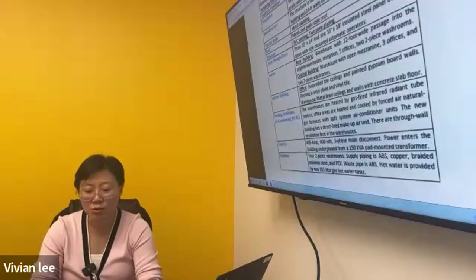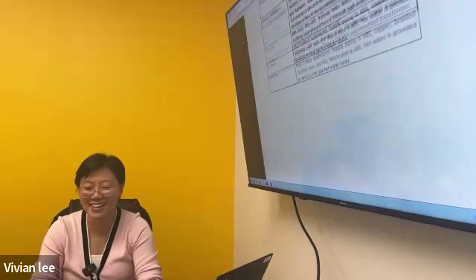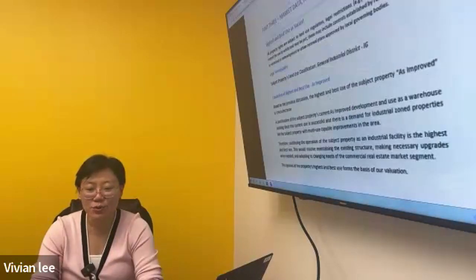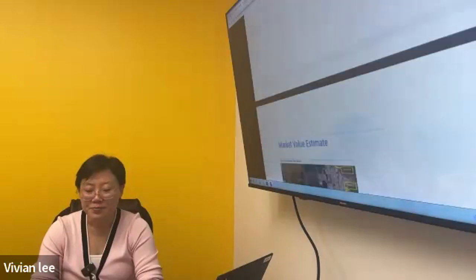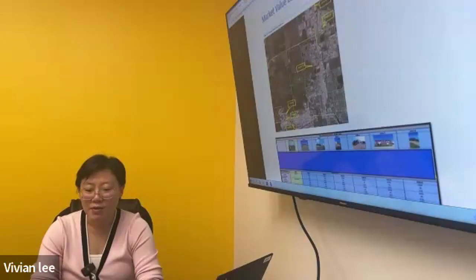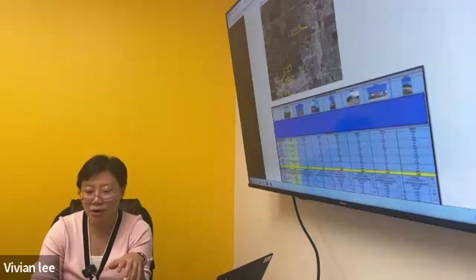Yeah, and the rest I won't go through. I'm not an expert in knowing the building, but this is what it is. And then there's, of course, the market data analysis, highest and best use. And then there's just the comparables. So this is for market valuation. It was trying to figure out what the land cost is.